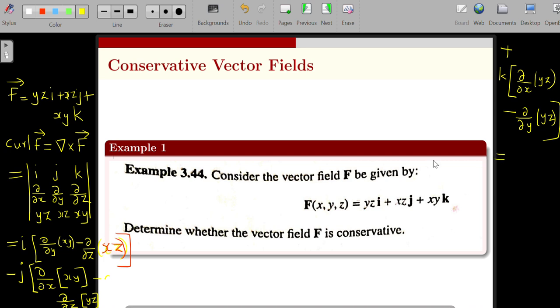So let us calculate each and every term. What is dou by dou y of xy? The partial derivative of xy with respect to y is equal to x. So i into x minus dou by dou z of xz, the partial derivative of xz with respect to z.